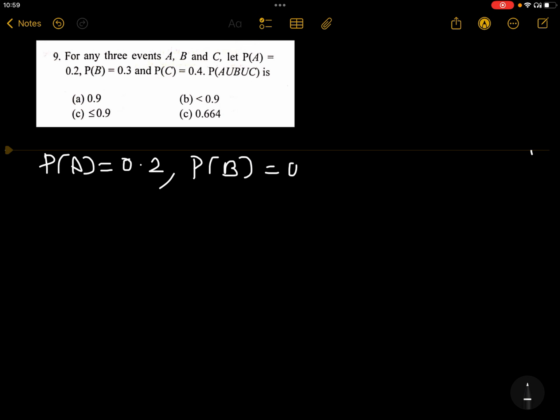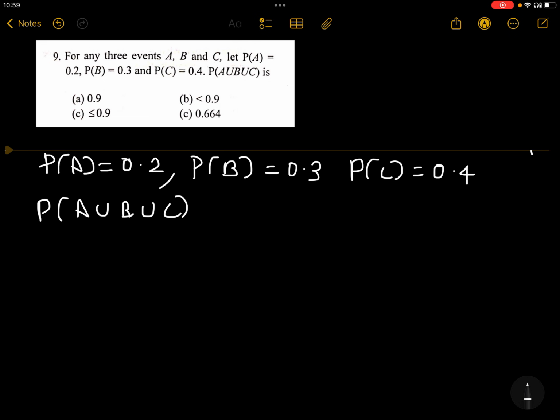Here given, probability of A is equal to 0.2, P of B is equal to 0.3 and P of C is equal to 0.4. We have to find the probability of A union B union C.